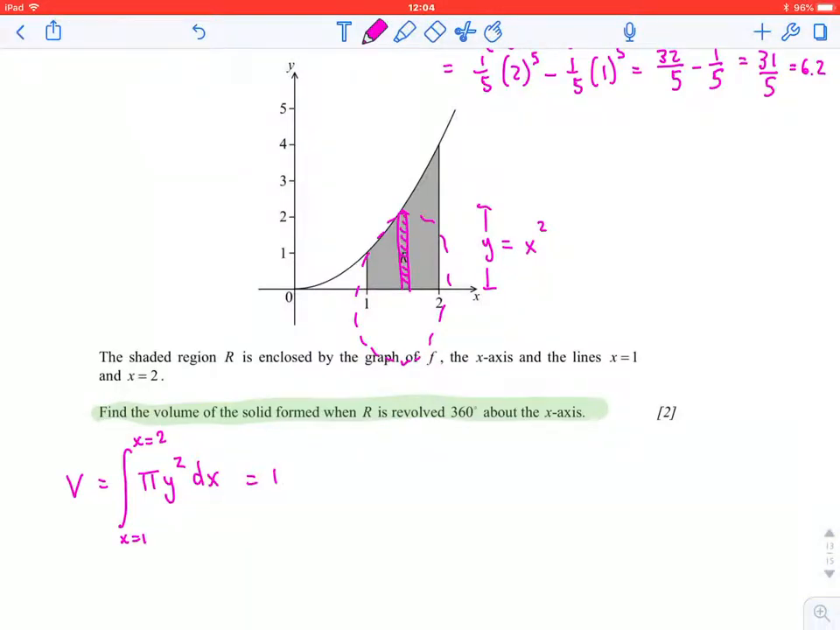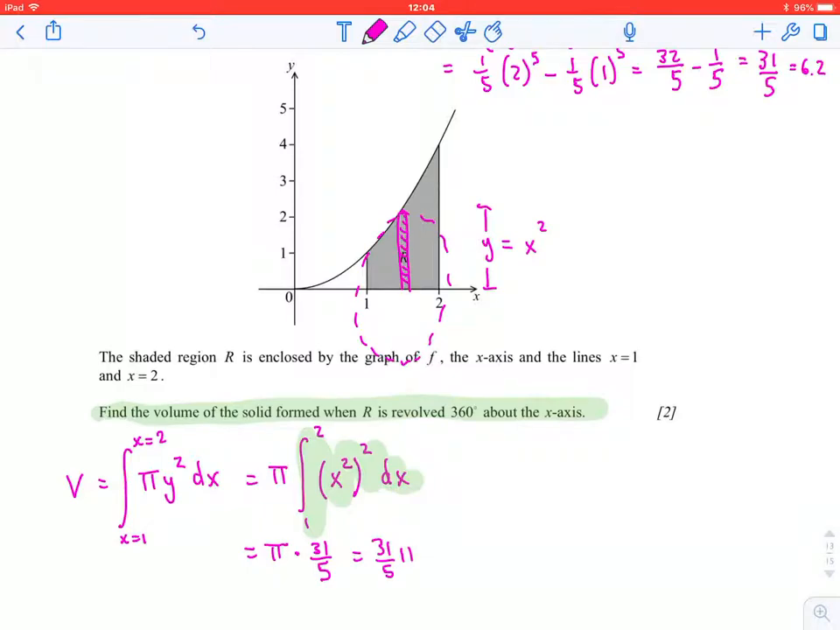Now let's simplify this a little bit. This becomes pi times the integral from 1 to 2 of, and let's put our function y equal to x squared here, squared, dx. And you might notice that this thing right here is exactly what we were asked to do in the first part. It's exactly the same. So we can actually just take our answer from before, which was 31/5, and just replace the entire integral with that value. And so there is our answer.